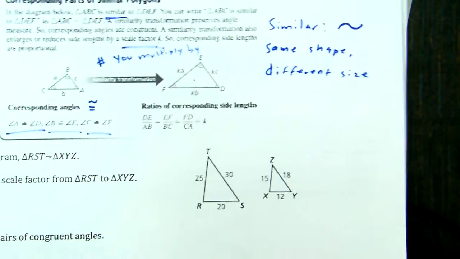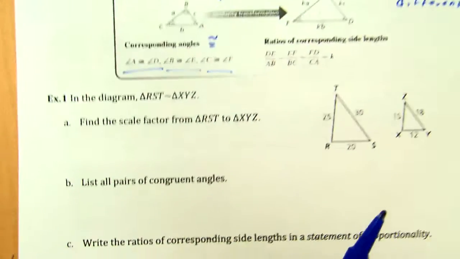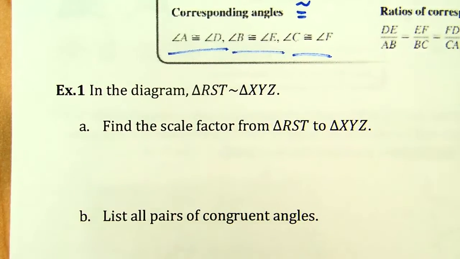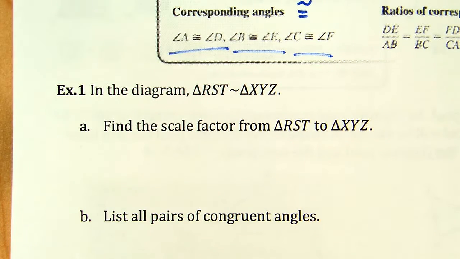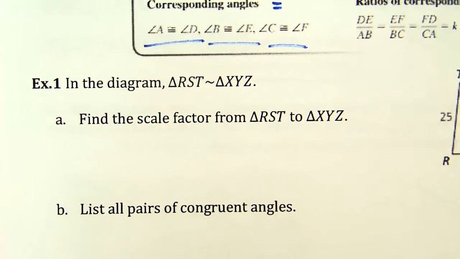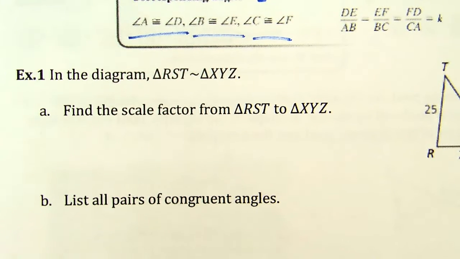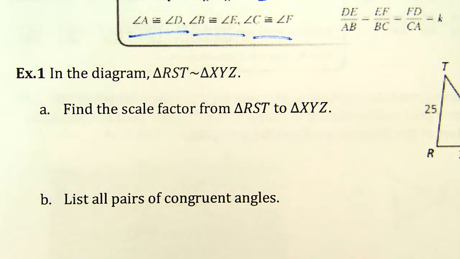Okay? So in example 1 here, it says that triangle RST, and there's that symbol that I just referred to, is similar to XYZ. That's how you would read that. Triangle RST is similar to triangle XYZ. So their sides are going to be proportional, and the corresponding angles will be exactly the same.